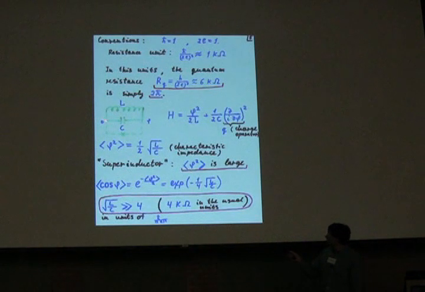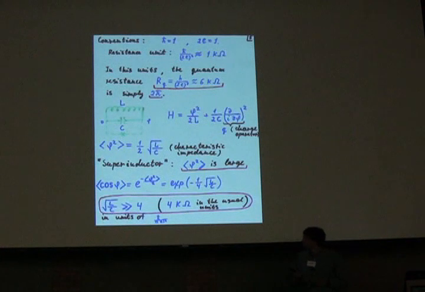The reason is that the phase across the inductor fluctuates by many units of 2 pi, and cosine phi is an oscillating function. It averages out very easily. So this is the main idea. By having a large inductor, one can allow phase fluctuations by many units of 2 pi.